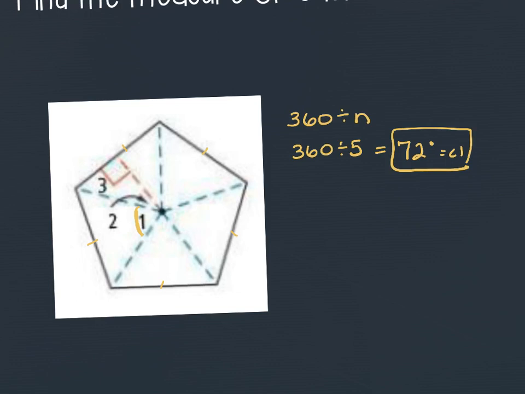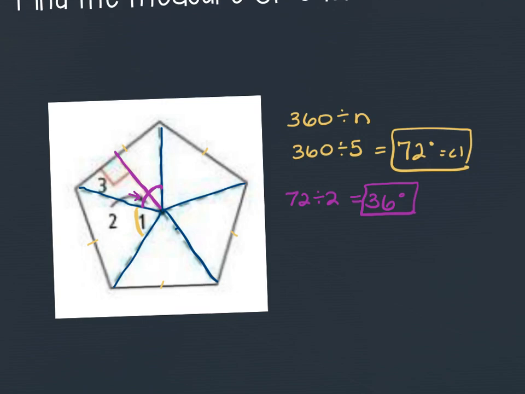Now if I take one of these triangles that are formed by my central angles, and I cut it in half like this is done with my apothem, it takes that big central angle and cuts it into 2 equal parts, which means to find angle 2, I'm going to do 72 divided by 2, and I get 36 degrees. So this angle in here is 36 degrees.